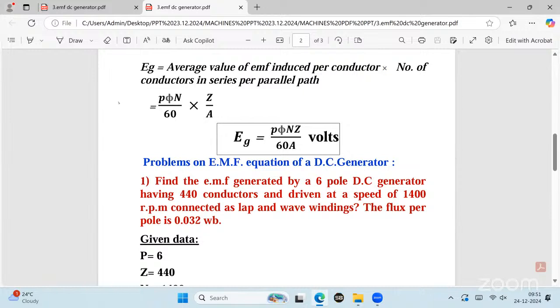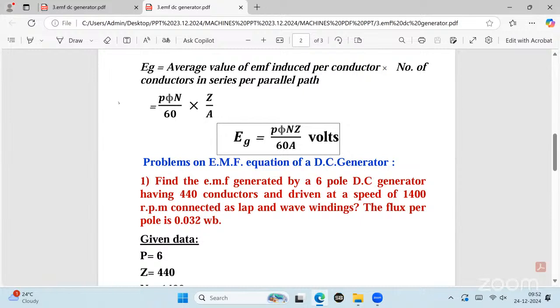Right. Now make a heading, given data. What is the given data from the problem? How many poles in the design? 6 poles. He has taken a 6-pole design. Now, how many conductors does he have for the armature? Total number of conductors for the armature, Z is equal to 440.